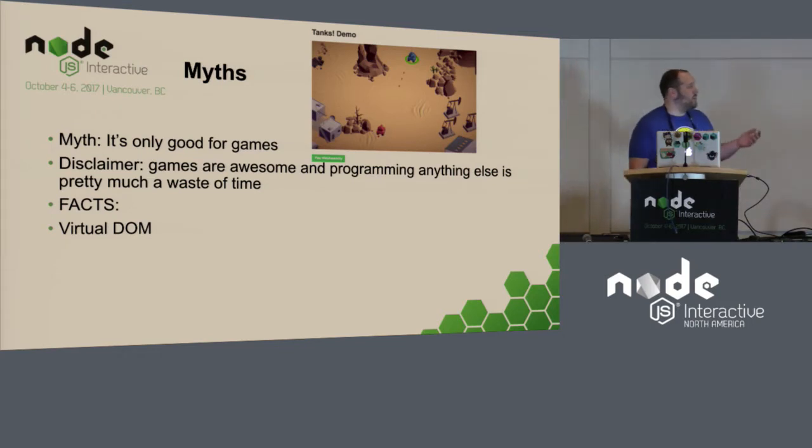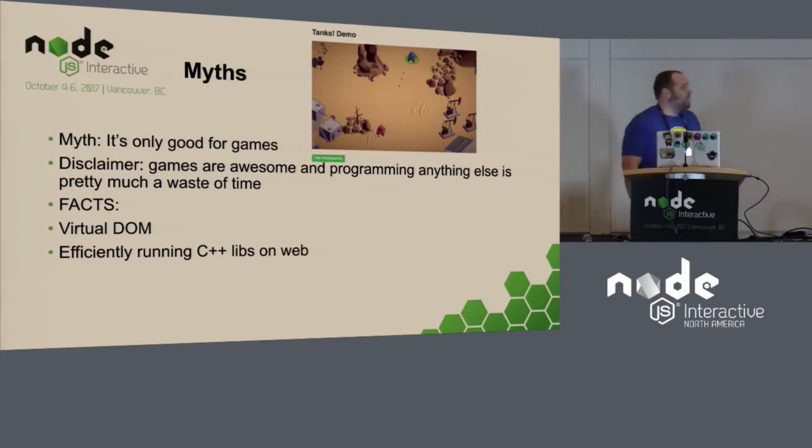Some really interesting things right now is people are experimenting building virtual DOM with it. That could be really cool. Virtual DOMs everywhere. You're hearing about that all the time, right? And so maybe we'll see that move to WebAssembly. I don't know. Another thing is you can just take these C++ libraries, and there's a lot of C++ code out there. You can compile them to WebAssembly and efficiently run them on the web.